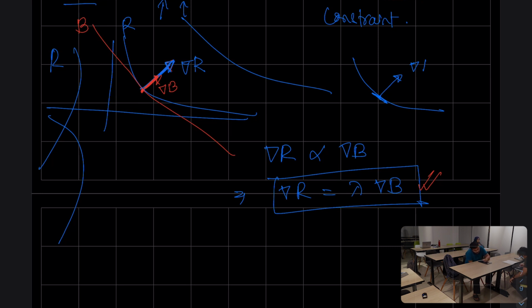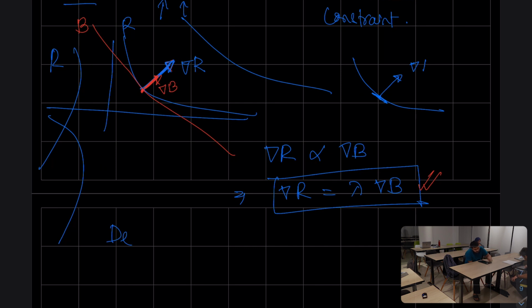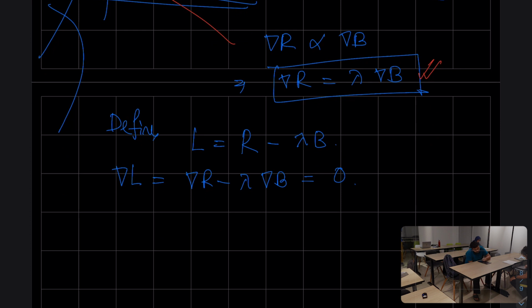Okay, so what is the idea of this maximization problem? The idea is to define a Lagrangian L which is f minus lambda, or in this case it's not f but R, so R minus lambda B. So the gradient of L is the gradient of R minus lambda times the gradient of B, gradient is a linear operator. Okay, so this is 0.